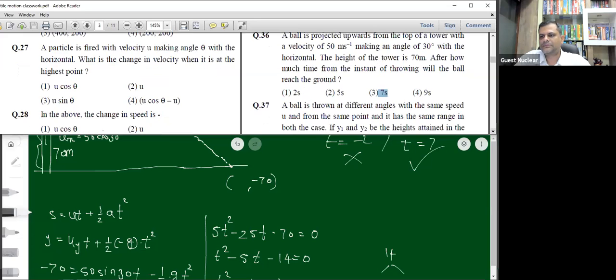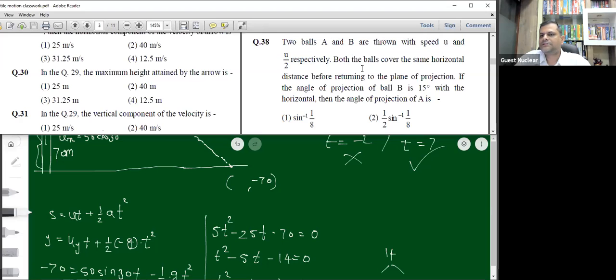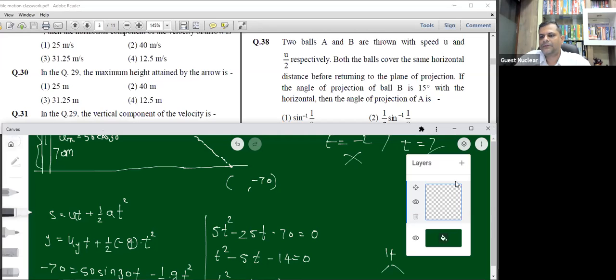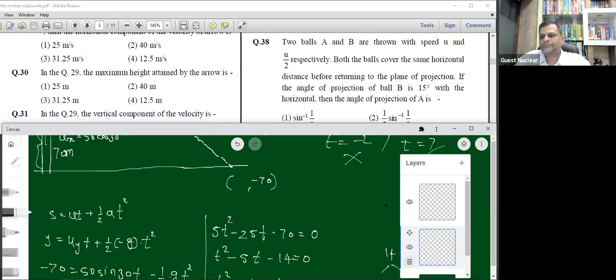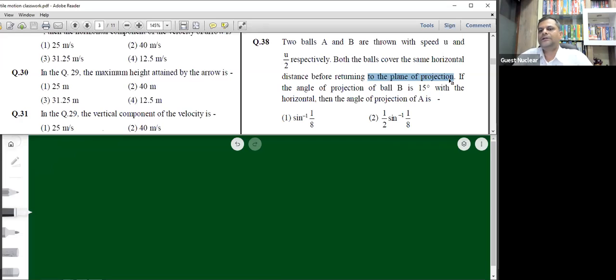Yes. Next is just try this 38th one. Two balls A and B are thrown with a speed u and u by 2 respectively. Both the balls cover the same horizontal distance before returning to the plane of projection. Okay, मतलब सेम लेवल पे आने के लिए वो सेम हॉरिजॉन्टल डिस्टेंस ट्रेवल करते हैं, मतलब उनका रेंज सेम है. In short, the angle of projection of ball B is 15 degree with horizontal, then the angle of projection of ball A is, it's okay, we can find it out.